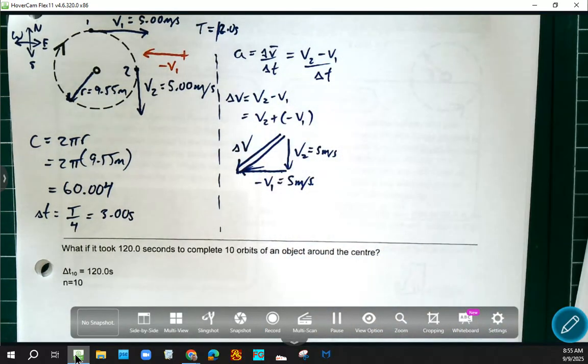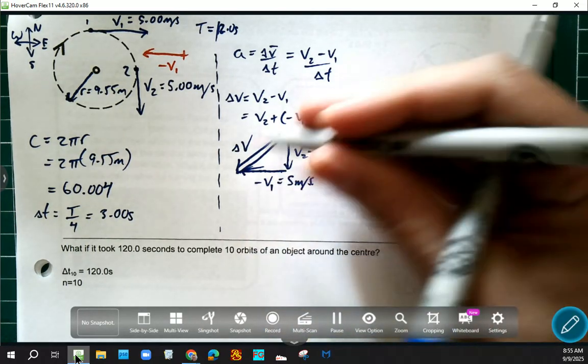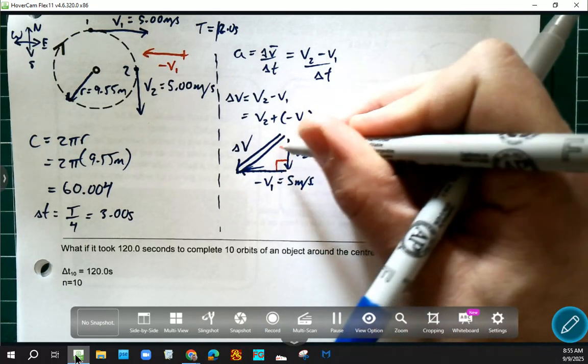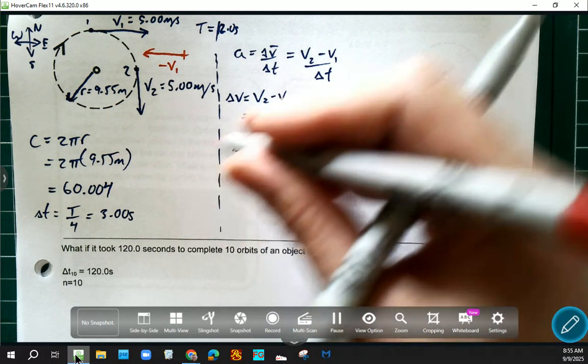Now, I don't even need to do any math yet to realize that if one side of this triangle is 5, the other side of this triangle is 5, and this right here is a right angle, doesn't this have to be 45 degrees? That makes sense.